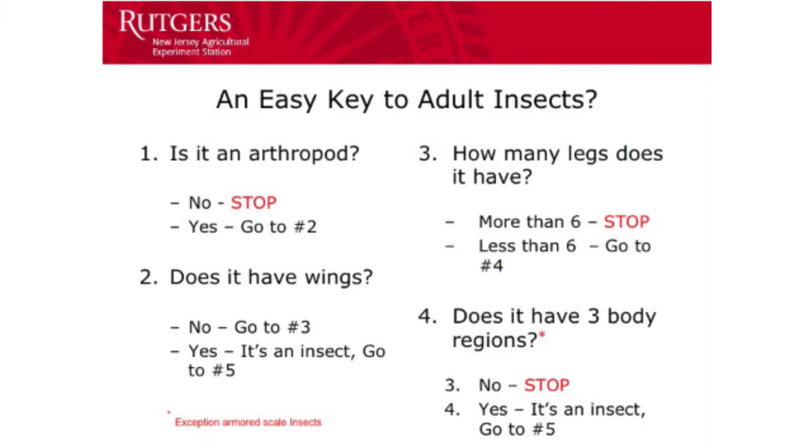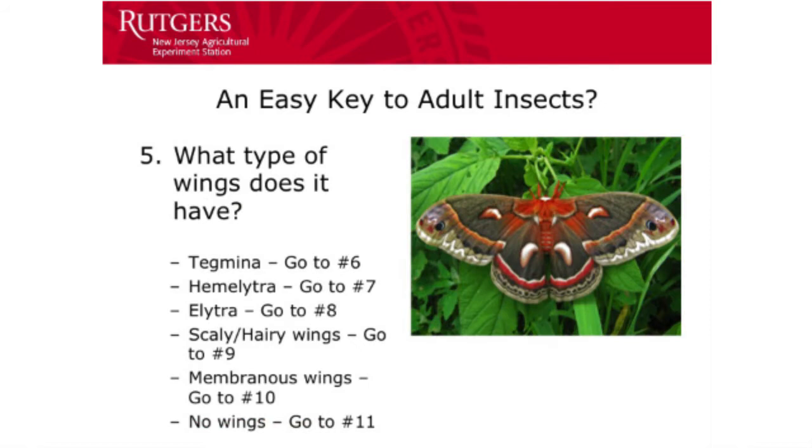Now let's go back to the wings. If it does have wings, yes, it's an insect, and then you move to question 5, which I've set up to be a question about what kind of wings it has. It's a Cecropia moth. It's one of my favorite insects. It's a beautiful moth that we have here in the East. But question 5 asks, well, what kind of wings does it have? Well, that moth has what we call scaly wings.